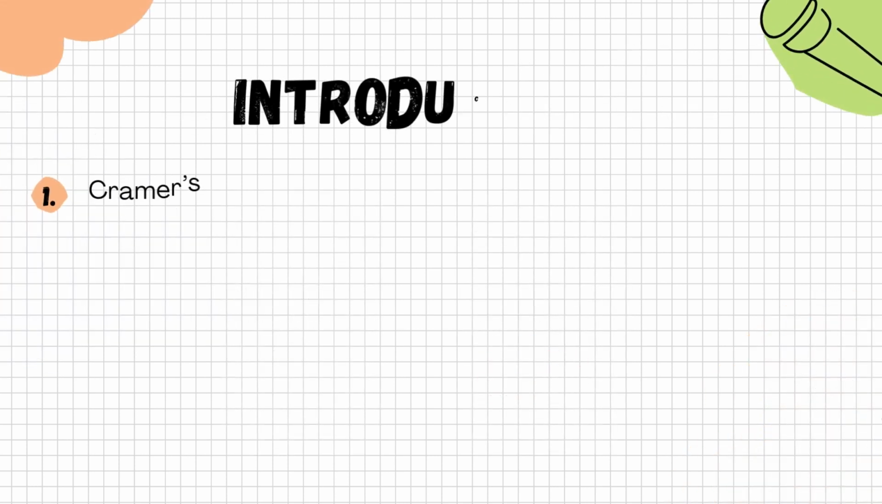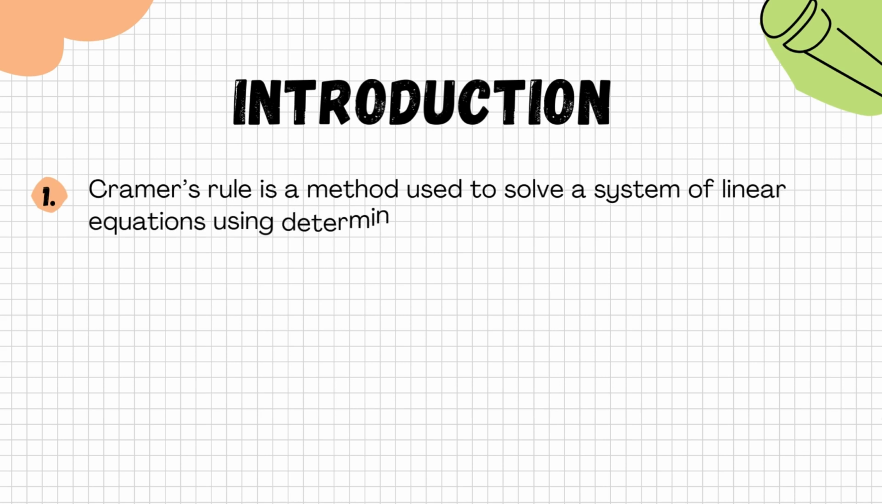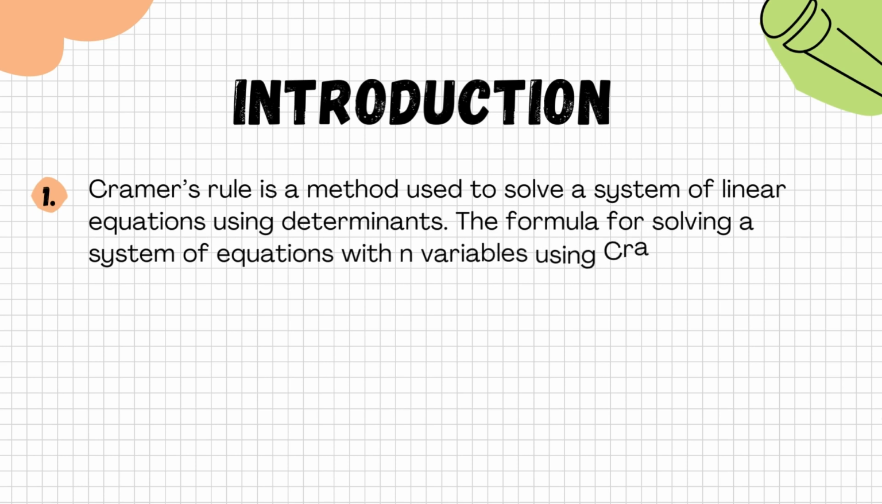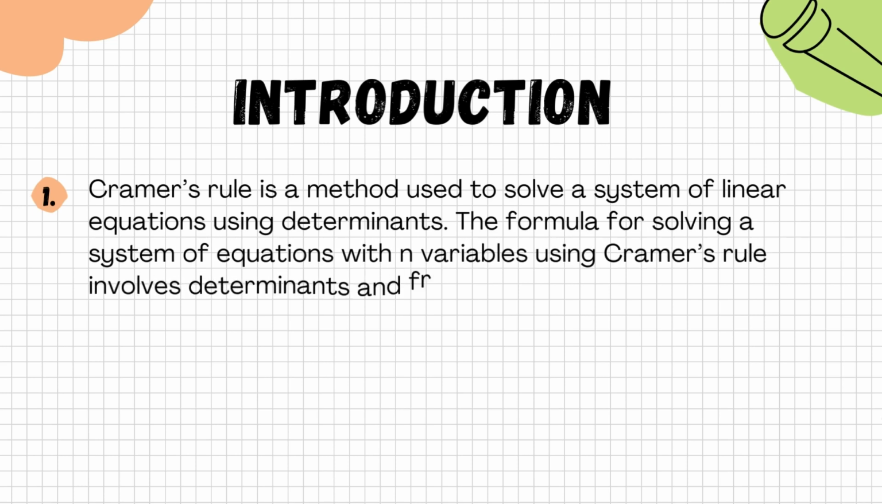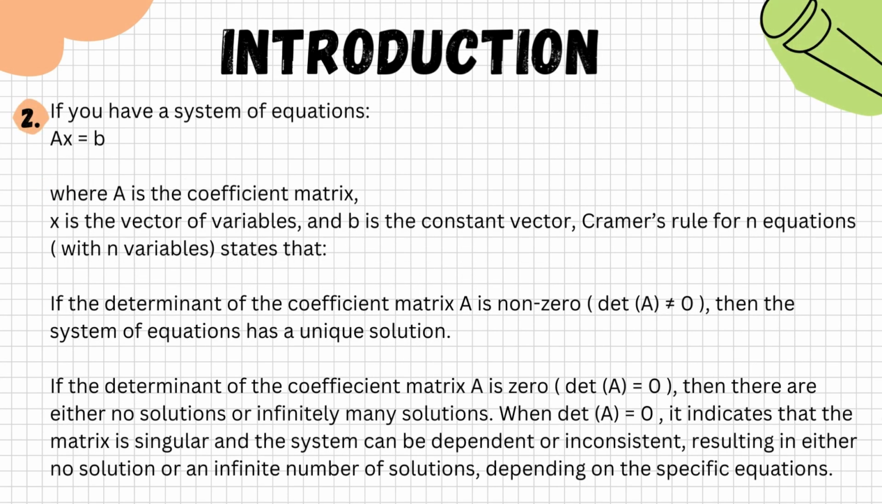For the introduction, Cramer's rule is a method used to solve a system of linear equations using determinants. The formula for solving a system of equations with n variables using Cramer's rule involves determinants and fractions. If you have a system of equations Ax equals b, where A is the coefficient matrix, x is the vector of variables, and b is the constant vector, Cramer's rule for n equations with n variables states the following.